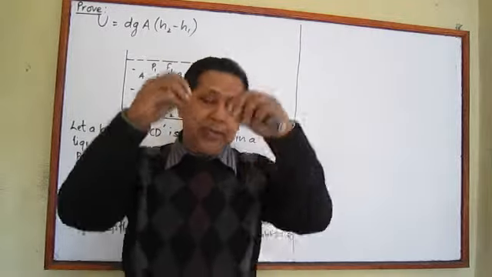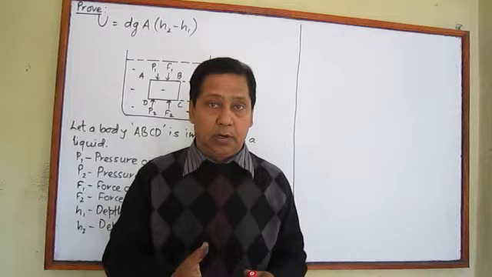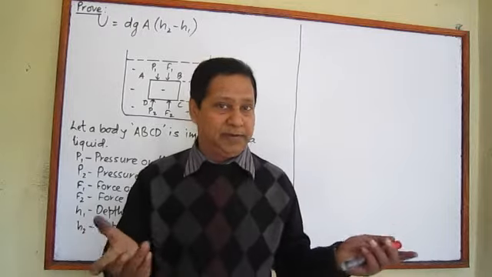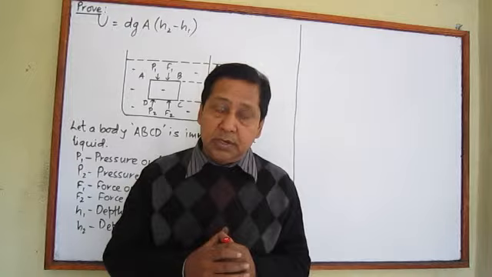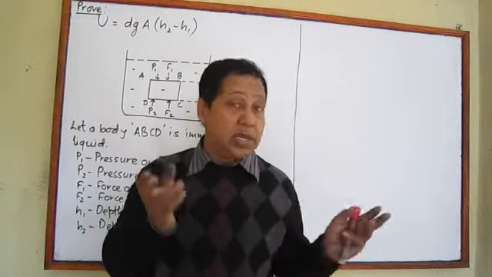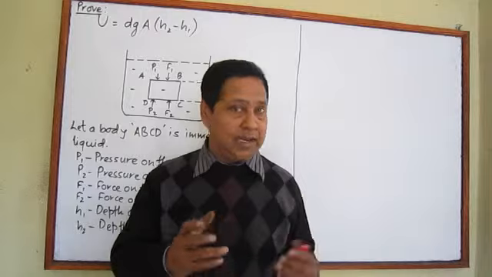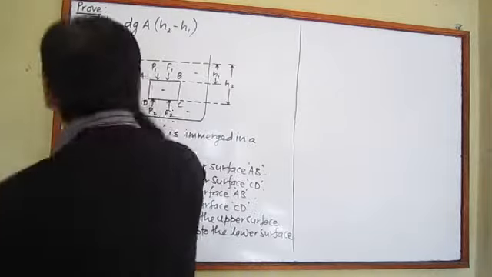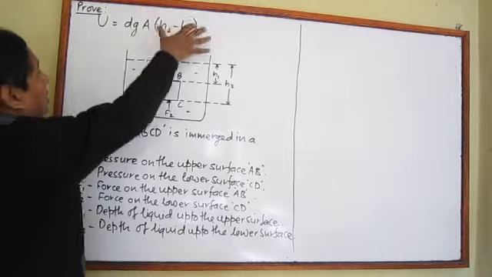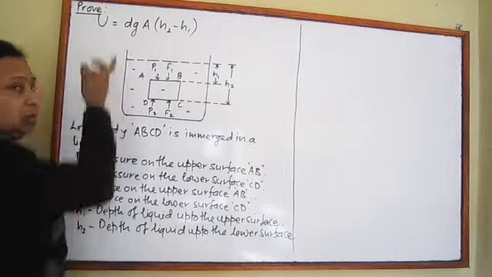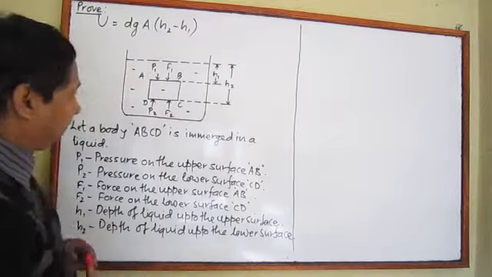When a body is placed in a liquid, the liquid exerts a vertically upward force on the body, and this force is called upthrust. Now there are different equations related with upthrust. I am going to prove one of the equations related with upthrust, that is U equal to dgA(S2 minus S1). Look at this. This is one of the equations related with upthrust. If these values are given, then you can calculate upthrust very easily. Now I want to prove how it came.